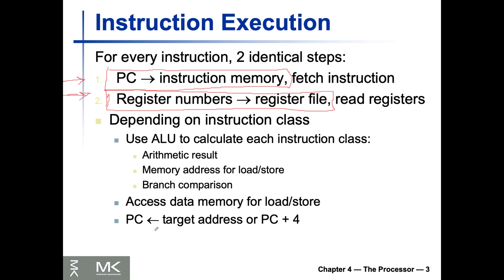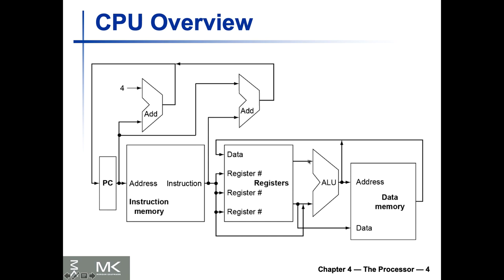After finishing that, the way we update the program counter, or the PC, is with the target address or the PC plus 4, which goes to the next instruction. This is in bytes. So that's a high level overview of the execution of any sort of instruction. Let's see at a very high level how we're going to define a very small scale CPU that processes these.